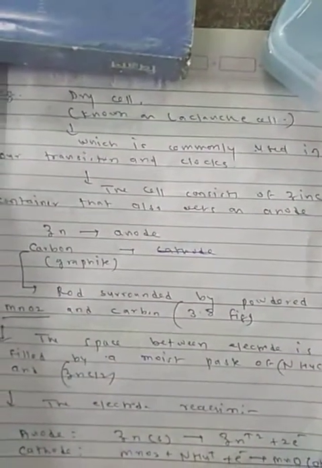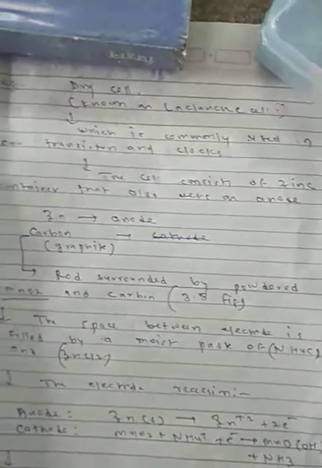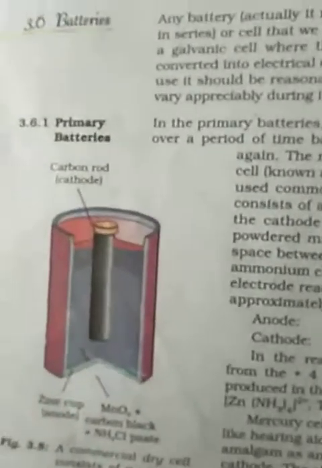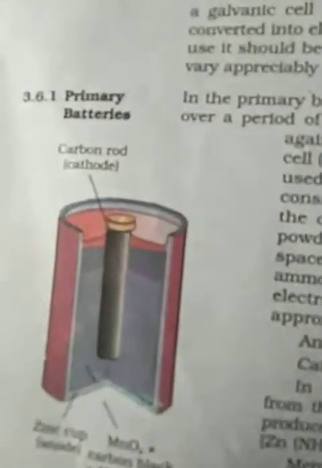The cell is named after the scientist, and it is commonly used in our transistors and clocks. Here the cell consists of a zinc container that also works as the anode. The carbon, that is a graphite rod, is surrounded by powdered MnO2 and carbon. I will show you figure 3.8. You can see in the figure that the carbon rod works as a cathode.